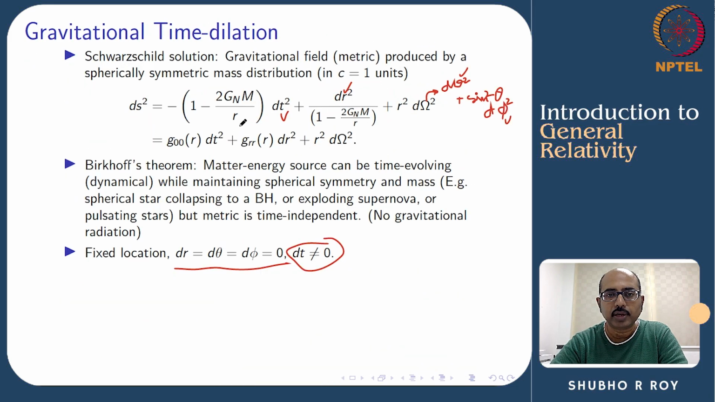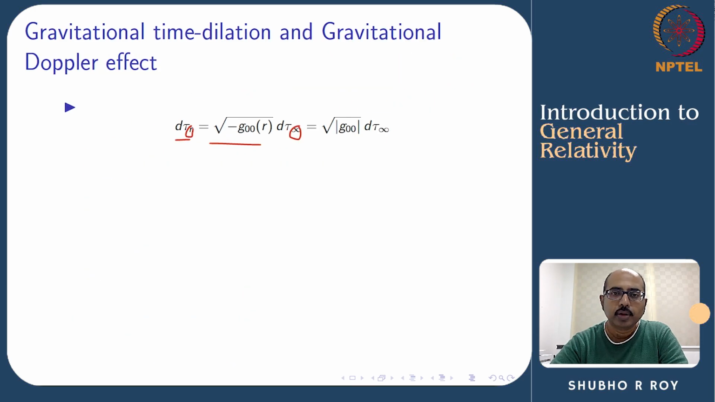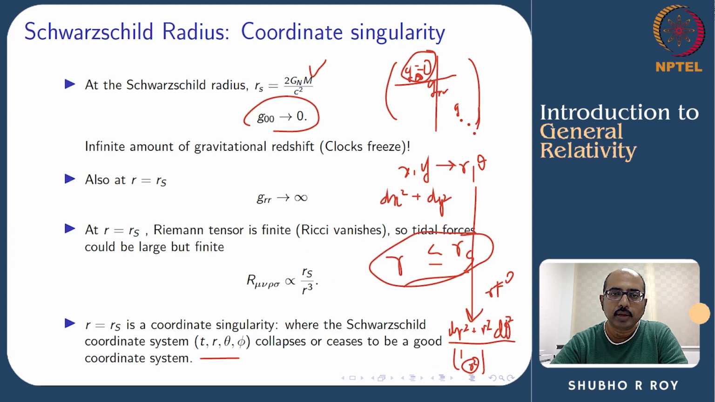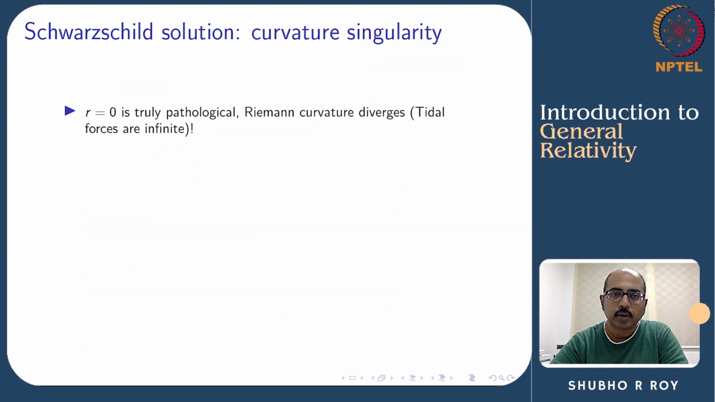This is the Schwarzschild metric, and let's assume this holds all the way from r equal to 0 to r equal to infinity. So in that case, we see that r equal to 0 is truly pathological because the Riemann curvature diverges, and the tidal force will become infinite.